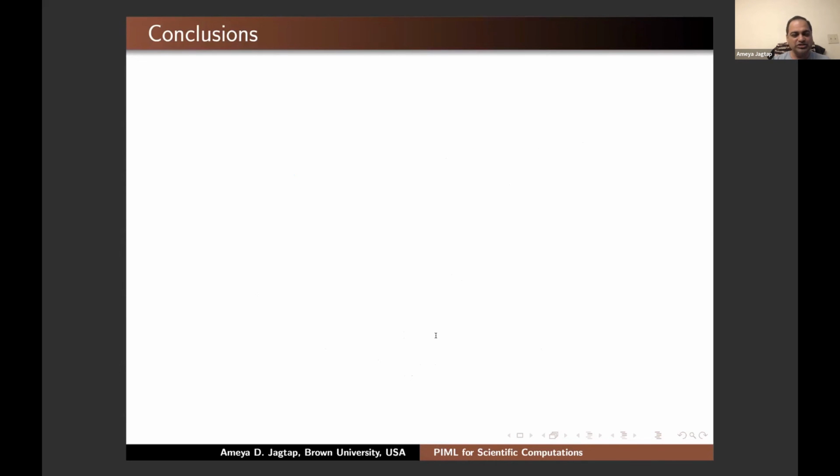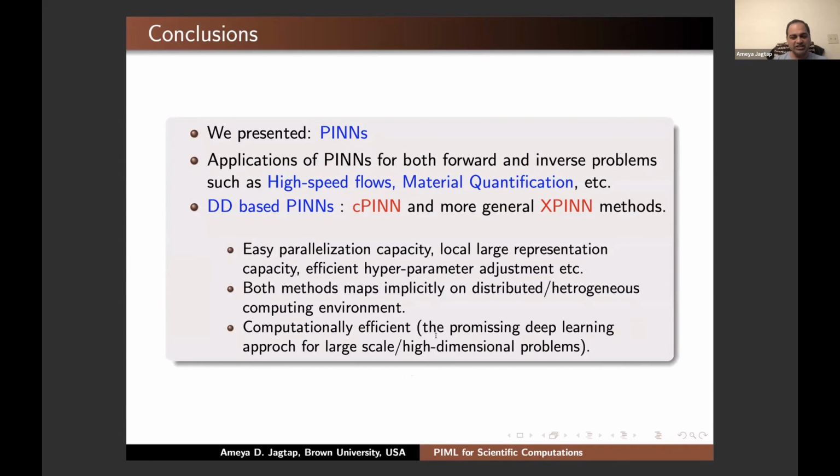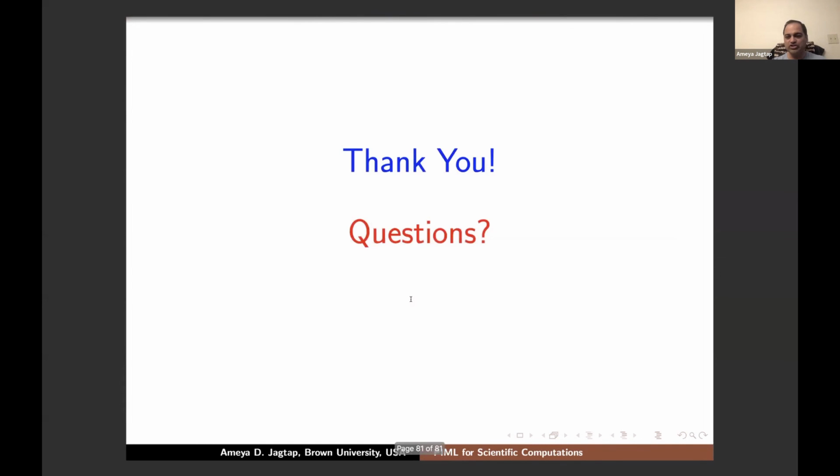And that's the conclusion. We presented the physics-informed machine learning method, in particular PINNs, physics-informed neural networks. We have also seen some applications of PINNs for inverse problems, and we tried to mitigate the limitations of PINN by defining both CPINN and XPINN methodologies, which can be easily parallelized and have many advantages. They both map naturally onto distributed heterogeneous computing environments, CPU and GPU. You can see the references. They are very computationally efficient, and a promising approach for solving large scale and high dimensional problems. If you have questions, I'll be happy to answer.